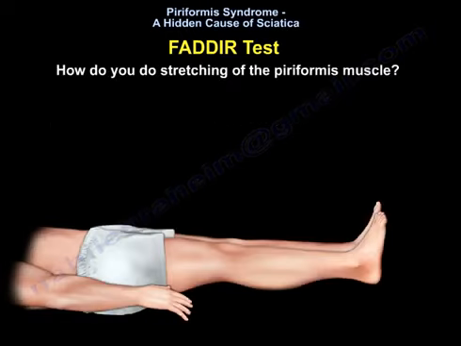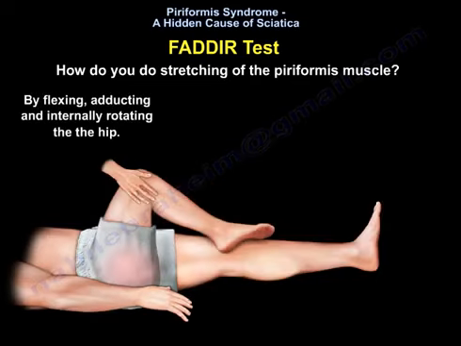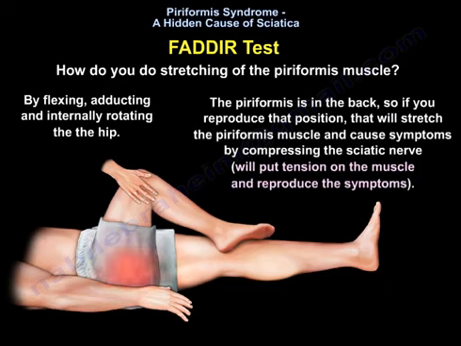So how do you do stretching of the piriformis muscle? By flexing, adducting, and internally rotating the hip, the piriformis in the back. So if you reproduce that position, that will stretch the piriformis muscle and cause symptoms by compressing the sciatic nerve, because you will put tension on the muscle and reproduce the patient's symptoms.